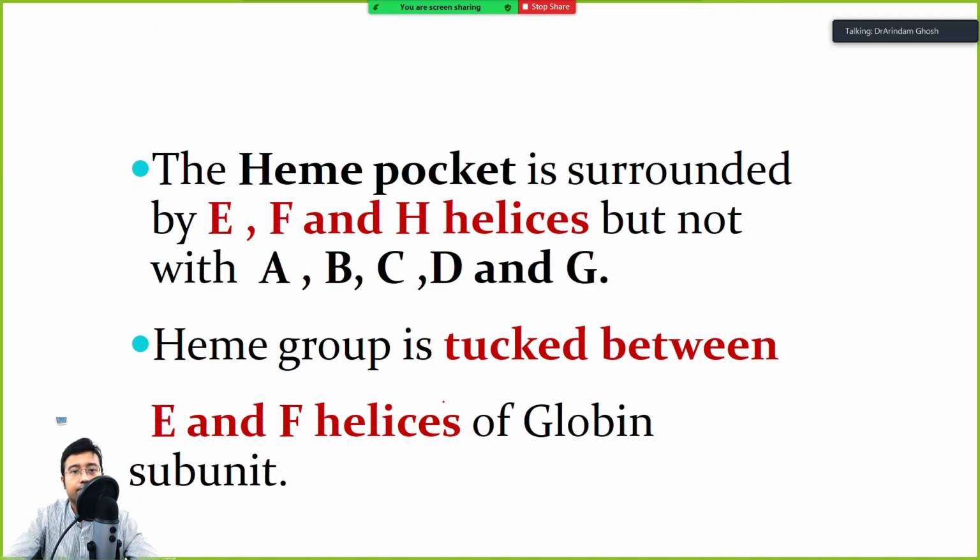pocket. Remember, the first A, B, C, D and G helices don't come in contact with the heme pocket, and the E, F and H helices actually surround the heme pocket. The heme group is actually tucked between the E and F helices of the globin chain. Again, this is another MCQ, so please take the screenshot. These are all facts that you just need to remember.